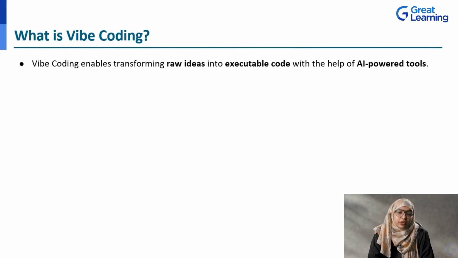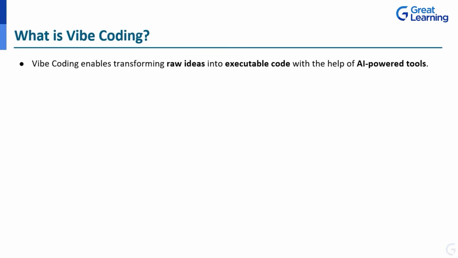Vibe coding lets you turn your raw ideas into executable code with the help of AI-powered tools. Vibe coding is not a programming language like Java or Python. It's just a way where you have an idea, you give it to your AI-powered tools, and you get started. You get executable code. Basically, it's a method where you're trying to turn your raw ideas into executable code, maybe customize it and even take it live.